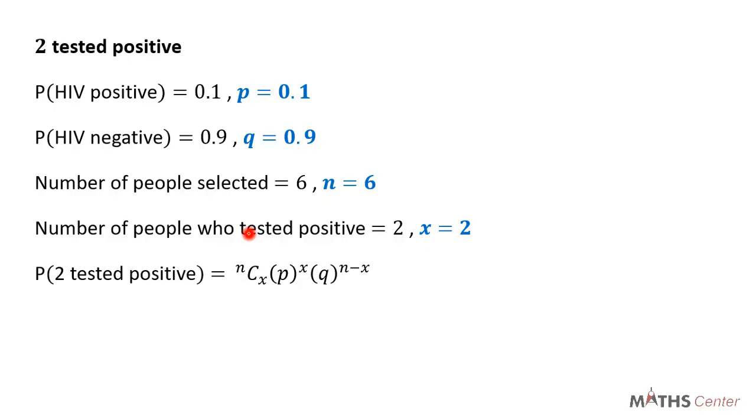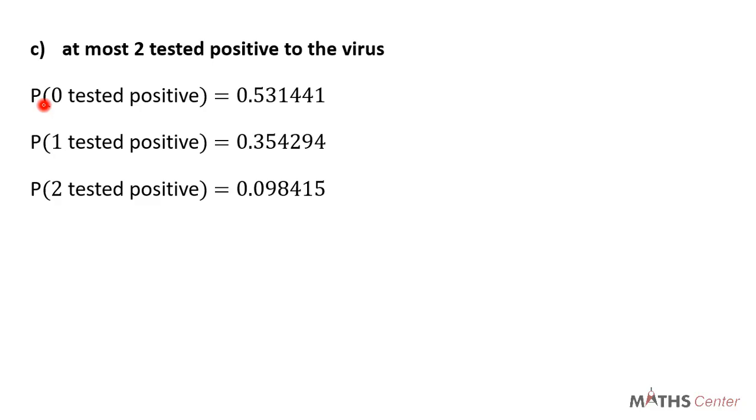If 2 tested positive, then the number of people who tested positive is equal to 2, and so x is equal to 2. We have the values of P, Q, and x. You substitute them in here. You have 6 combination 2, 0.1 exponent 2, 0.9 exponent 4. And this gives us 0.098415.